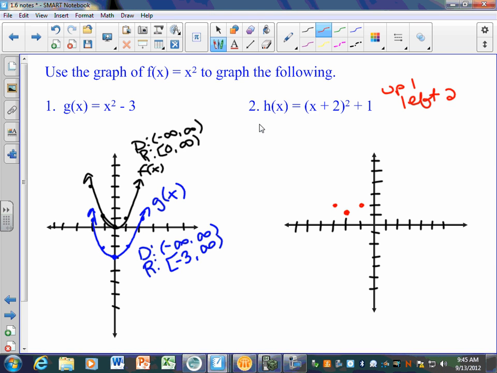And from that vertex, if I go right or left 2, how many do I normally go up? 1, 2, 3, 4. If I go left 2, I go 1, 2, 3, 4. And that's going to give me enough points that I can make a pretty accurate graph there. That's a lot quicker than making an XY chart.